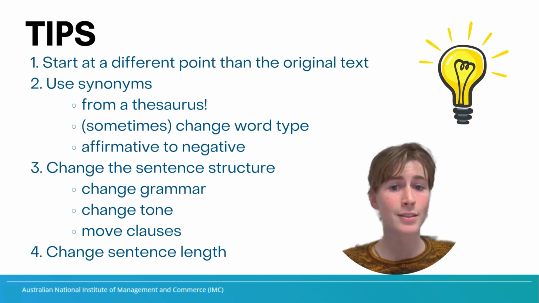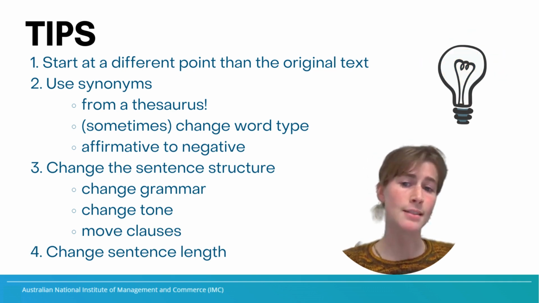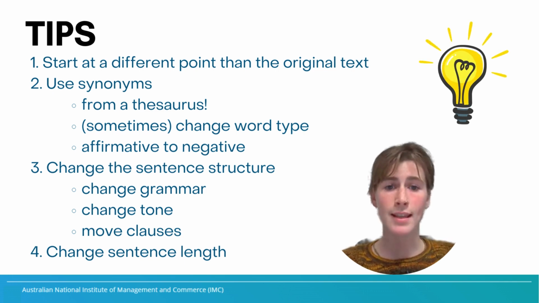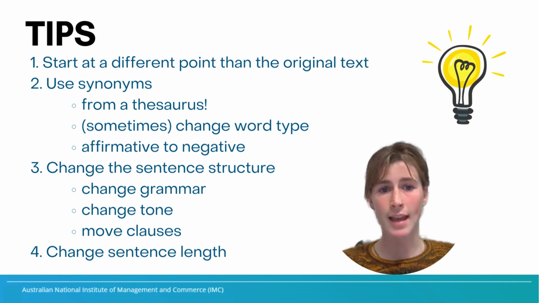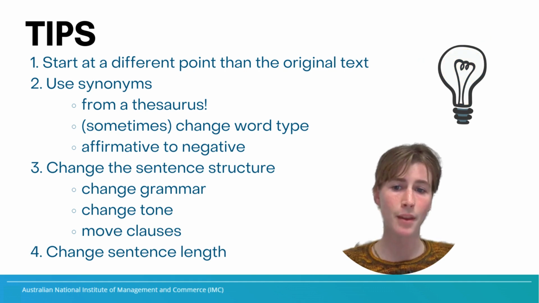To paraphrase, we can break a sentence into clauses to rearrange them. For example, we could start at the middle of a sentence. We could also change individual words to their synonyms. For example, sad to blue, or to a different word type, like sad, an adjective, to saddened, a past participle. Or we could change it to a negative word, like sad to unhappy.